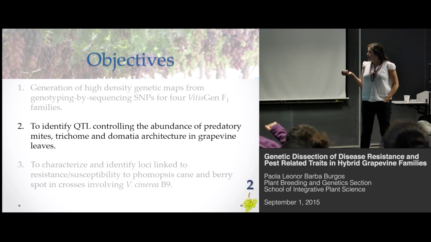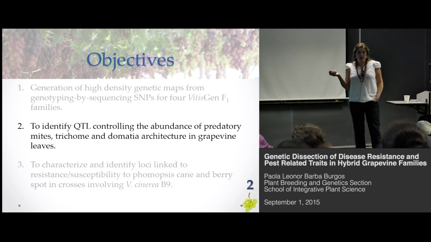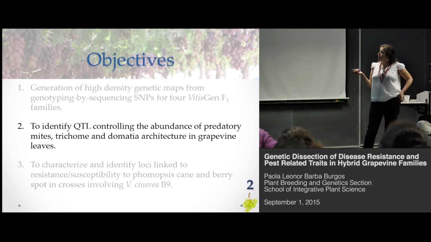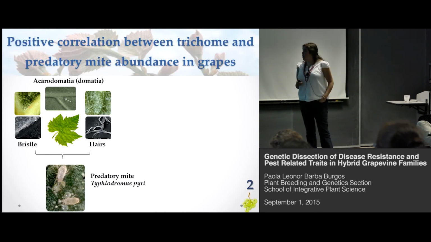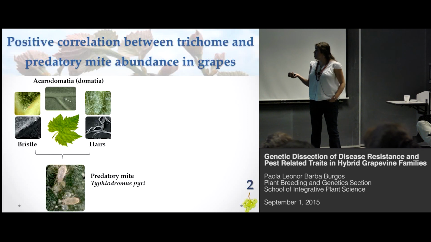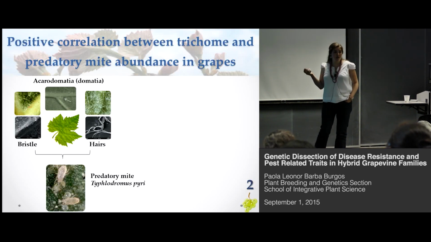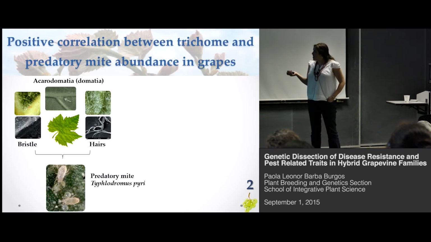The second objective was we worked with a quantitative trait to identify a QTL controlling the abundance of predatory mites, trichome, and domatia architecture in grapevine leaves. It is well known that there is a positive correlation between the trichomes and the predatory mite abundance in grapes. The trichomes are the hairs on the leaves. If you've been in the repository in Geneva, you have seen that some leaves are very hairy. These are the hairs. The other trait is the bristles, which are short, upright hairs.